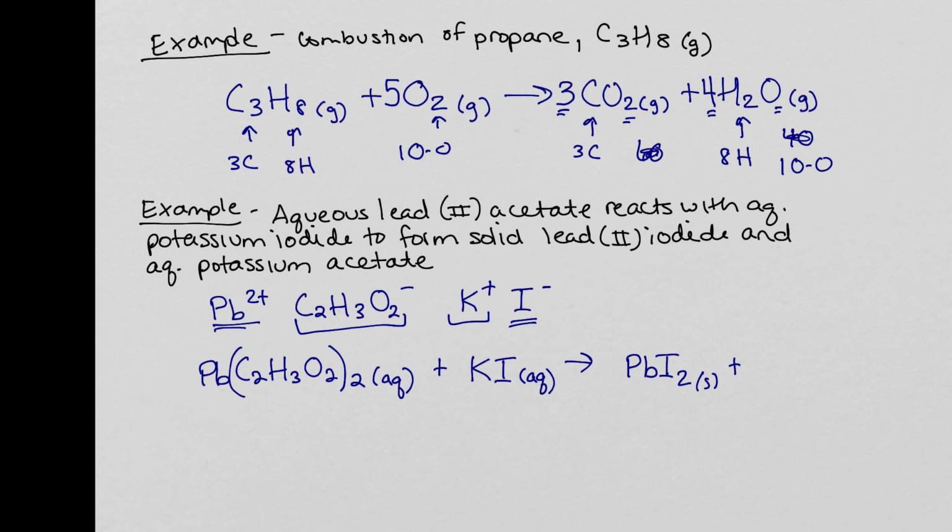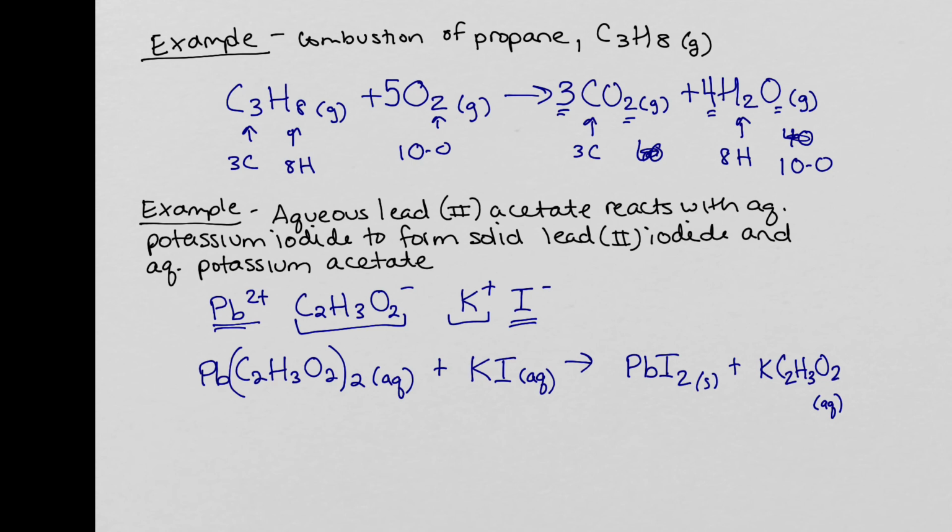I'm not worried about balancing the number of each element on each side of the equation right now. I am only worried about writing a chemical formula that is correct based on charge. So potassium acetate would be K, and acetate is C2H3O2, and I was told this is aqueous, dissolved.